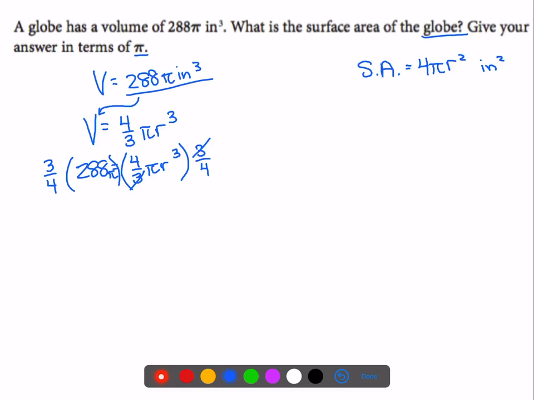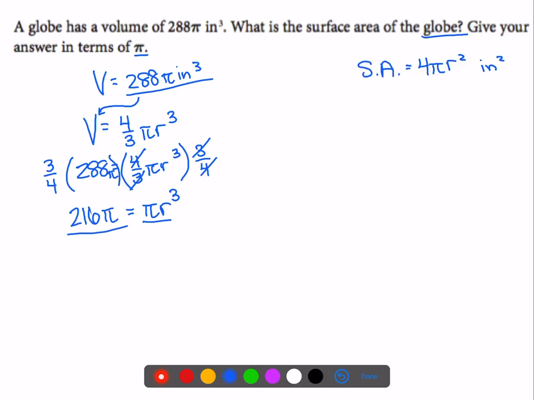The 3 cancels out with the 3. The 4 cancels out with the 4. That's on the right side. On the left side, 288 times 3/4 will give us 216. And then the pi is just still hanging out there. So 216 pi is equal to pi r cubed.